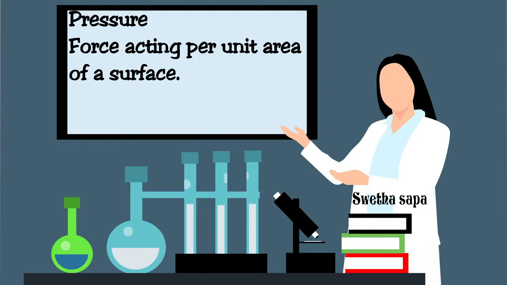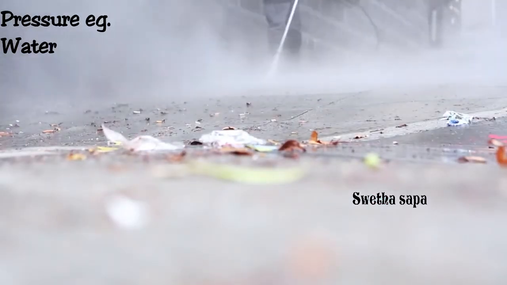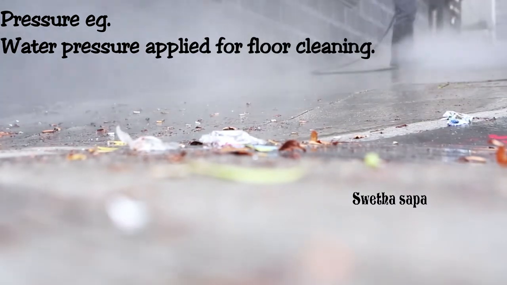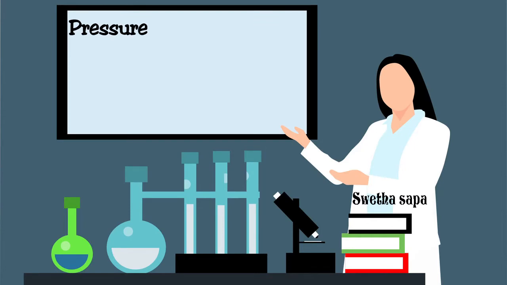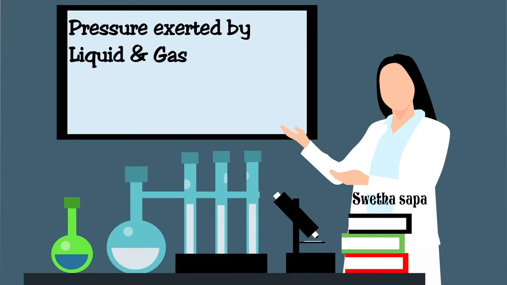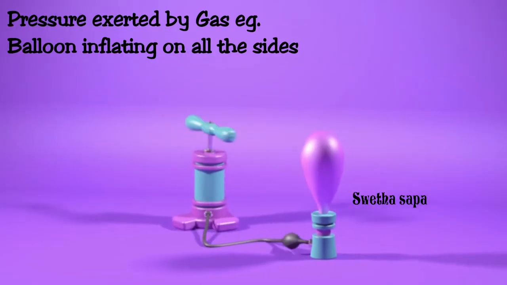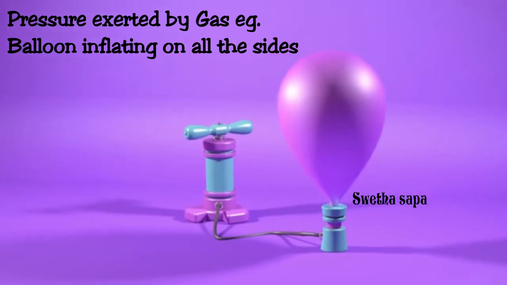So for example, you can see in the video the water pressure exerted on the floor for cleaning the surface. So pressure exerted by liquid and gas. So pressure exerted by gas. When a balloon is applied with pressure, the gas fills inside the balloon. It starts inflating from all the sides.